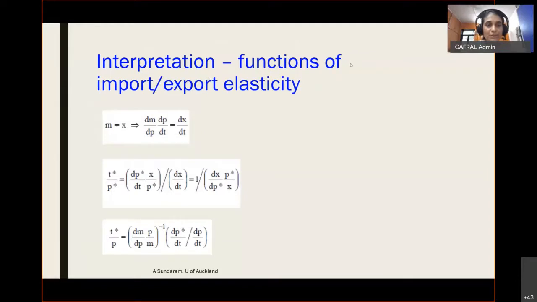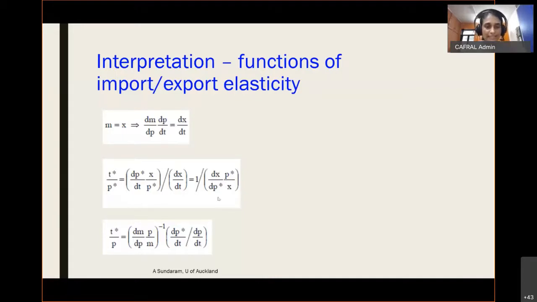So how do we interpret this optimal tariff? If imports are equal to exports, so if you have trade balance, M equals X, then dM over dP times dP over dt is just dX over dt. So we can write it that way, with some manipulation. Then I can write the optimal tariff, t star over p star, as 1 over dX over dP star times p star over X. Similarly, I can also write the optimal tariff as a function of these two terms on the right. Okay, so let's look at what these terms are.